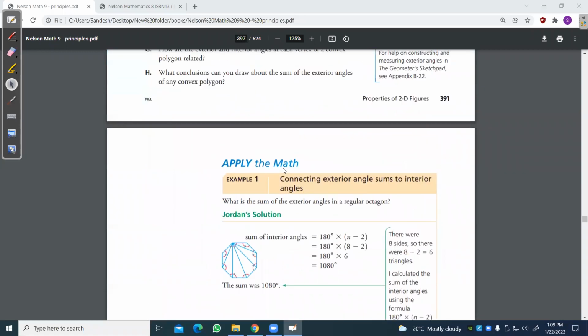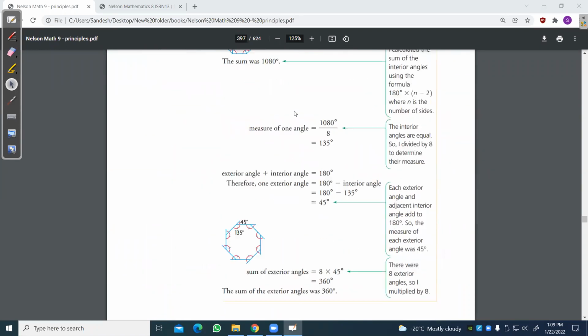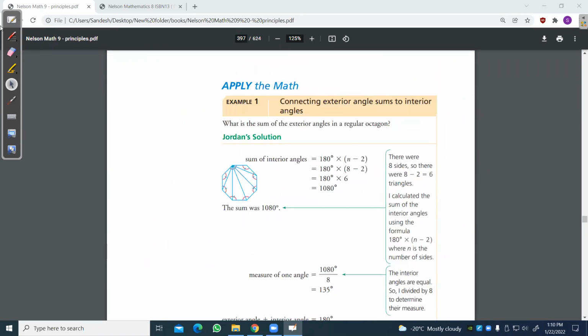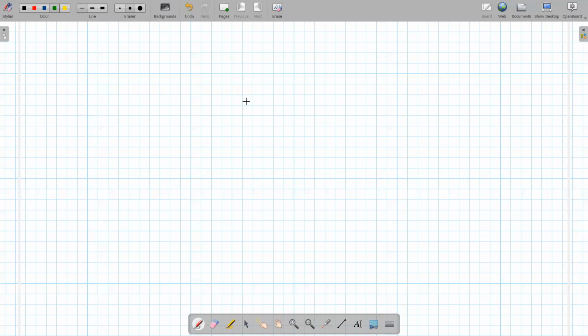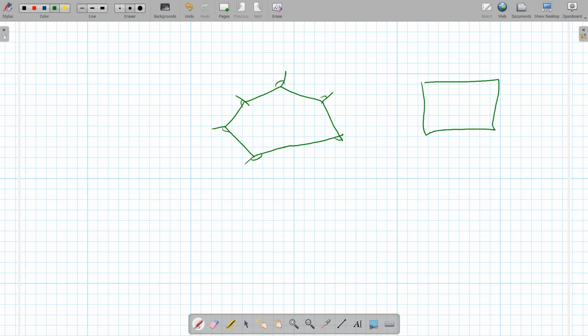Here's another idea. It doesn't matter how many sides it has. The exterior angles mean these angles, like this. The exterior angles of any polygon, it doesn't matter what the shape is, always add up to 360. For the interior, meaning the ones on the inside, you have to do n minus 2 times 180, but on the outside, it's always 360.